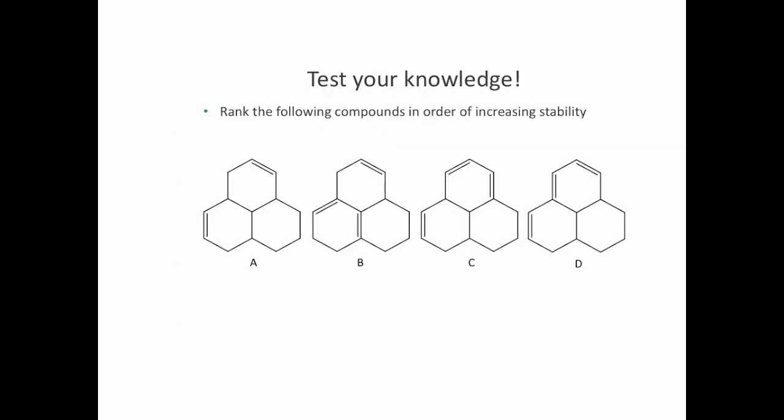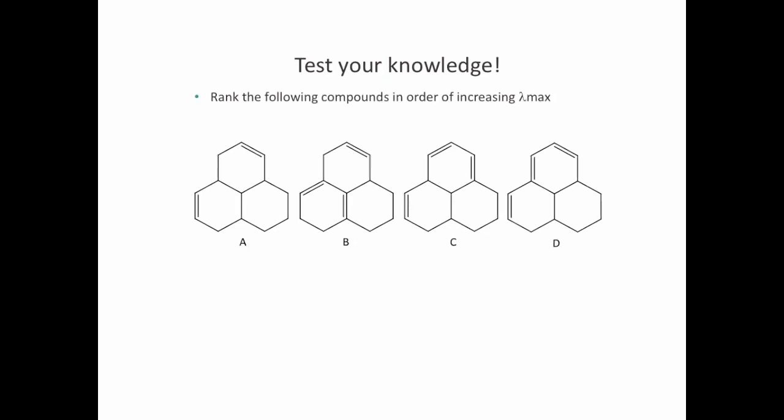Now let's test your knowledge. Rank the following compounds in order of increasing stability. Remember, the more conjugation, the more stable a compound is. Now, using those same compounds, rank them in order of increasing lambda max. So if you were testing all 4 of these compounds using UV Vis spectroscopy, what would their ranking be in order of increasing lambda max? Remember, the more conjugation, the higher the lambda max.